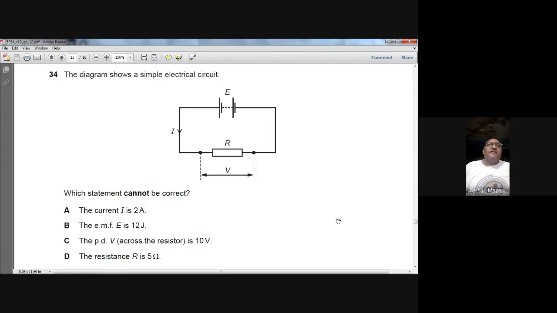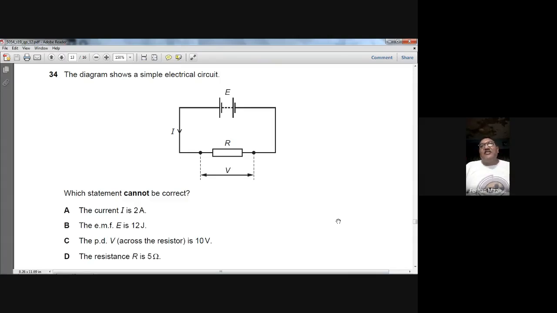The EMF E is 12 joules. The unit of EMF is not joules. The unit of EMF is volt, or it is joules per coulomb. It cannot be only joules. So B cannot be the correct answer.